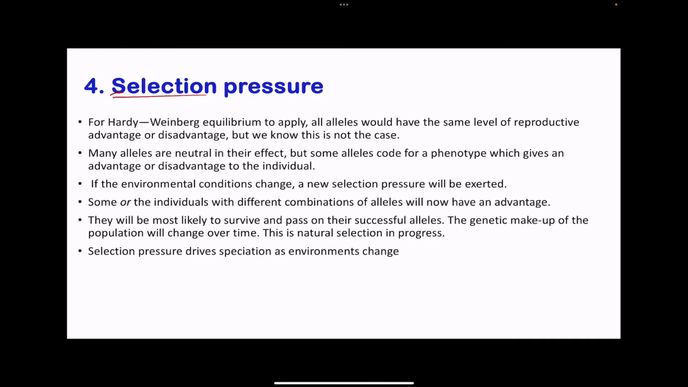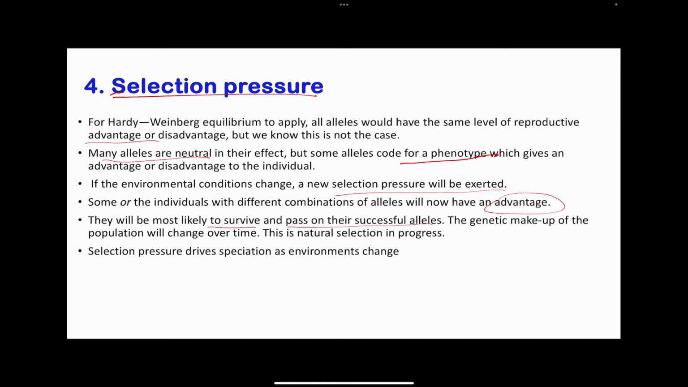Next, we go to selection pressure. Now, the Hardy-Weinberg equilibrium applies to areas where there is no selection pressure, because if there is selection pressure, it means the advantageous allele is going to be selected for. Of course, we know many alleles are going to be neutral in their effect, but some alleles code for a phenotype which gives an advantage or disadvantage. If the environmental conditions change, then a selection pressure is going to arise, and some individuals which have different combinations of alleles are going to have an advantage, and this advantage is going to be selected for, meaning the organisms that have it will survive and pass it on to their offspring.